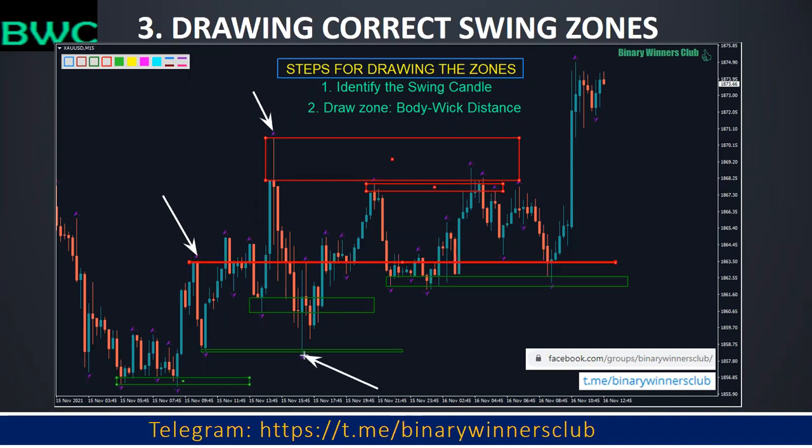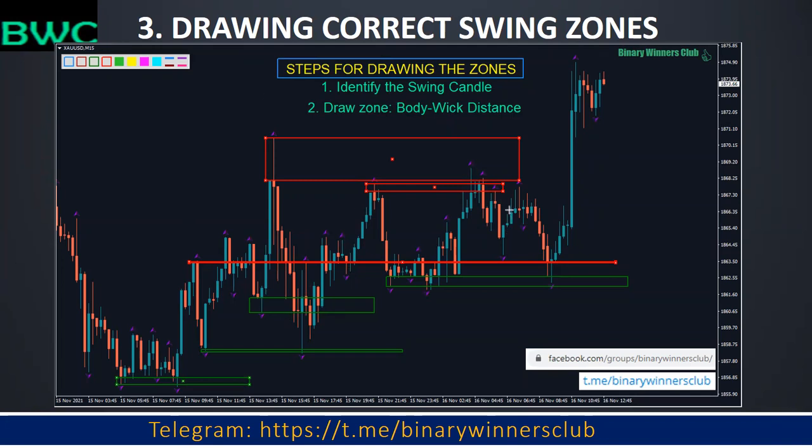If you are drawing manually, and you don't use fractals, then you have to identify the candle in the middle of the five, the one with the highest high for a swing high, or the one with the lowest low, which is a swing low. Okay, so that's the candle you're interested in, the swing candle. Then after you have identified your swing candle, step number two simply would be draw a zone ranging from the body to the wick, body to the wick, body to the wick.